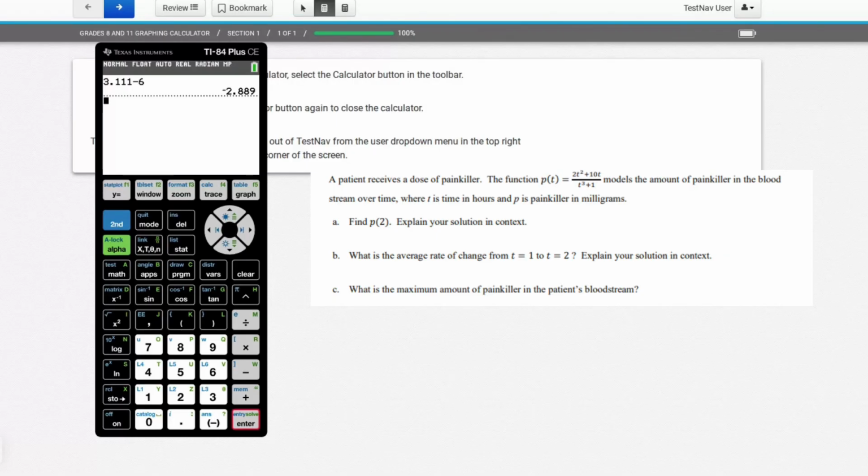Okay, and in that case, explain your solution in this context. That means you are losing between hours 1 and 2. You are losing 2.889 milligrams of painkiller in your bloodstream, and we'll talk about that in a minute. What is the maximum amount of painkiller?